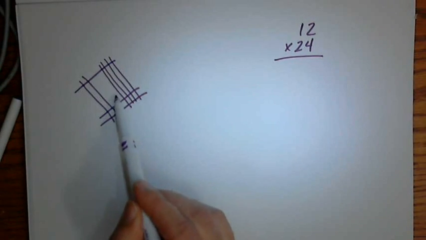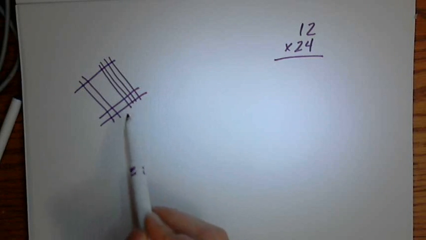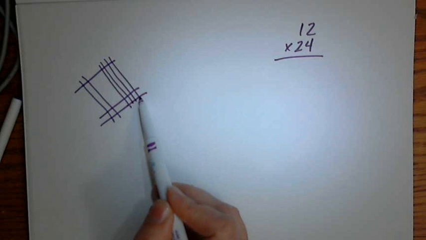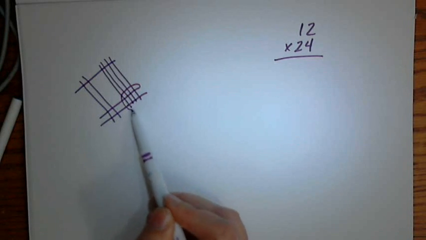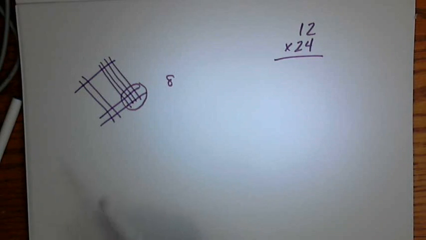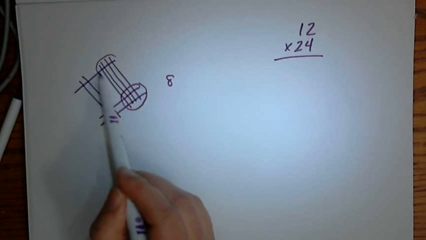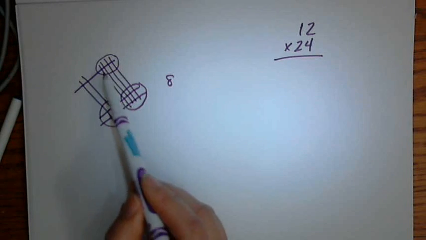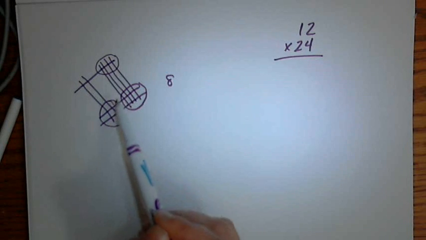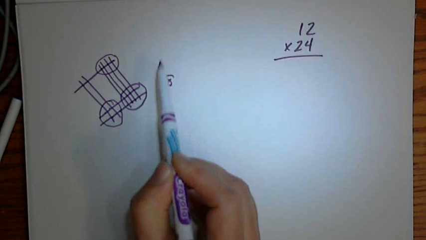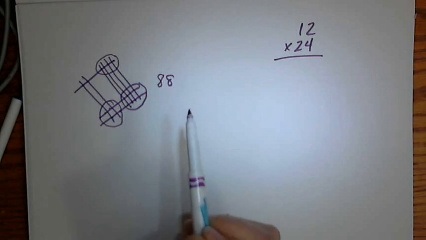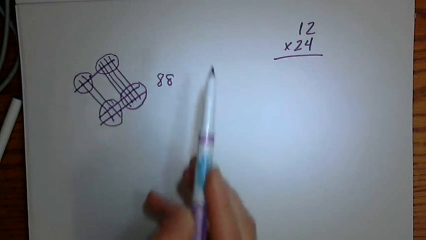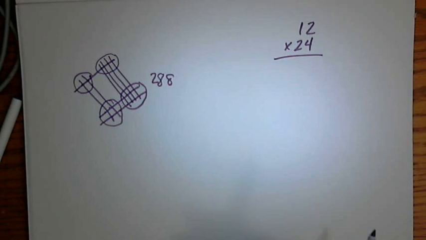Now, these are where I'm multiplying the ones times the ones. So all I have to do is add up the points where they intersect. I have 1, 2, 3, 4, 5, 6, 7, 8. So I have 8 ones. This is multiplying a 1 times a 10, and this is where I was multiplying 1 times 10. So then I go 1, 2, 3, 4, 5, 6, 7, 8. I have 8 tens. And over here is where I was multiplying 10 times 10. So there I have 2, 1, 2. So 288 would be my answer.